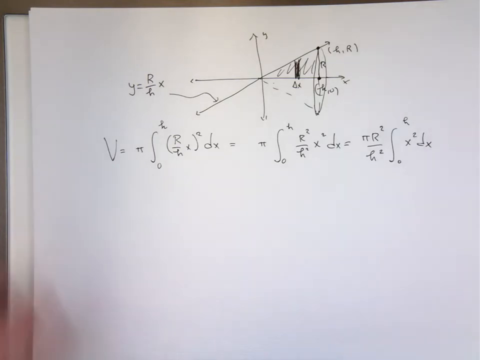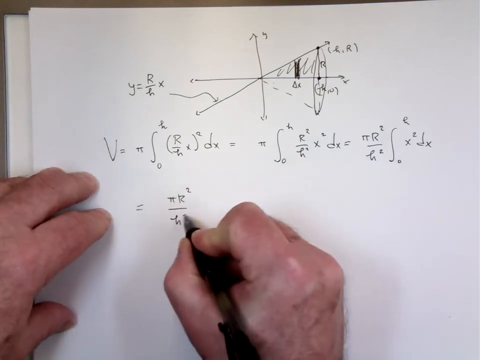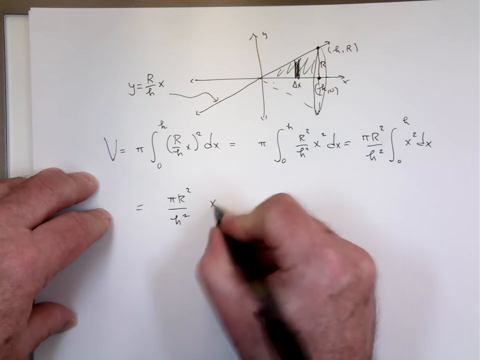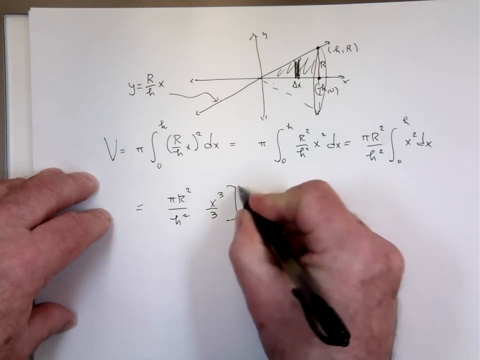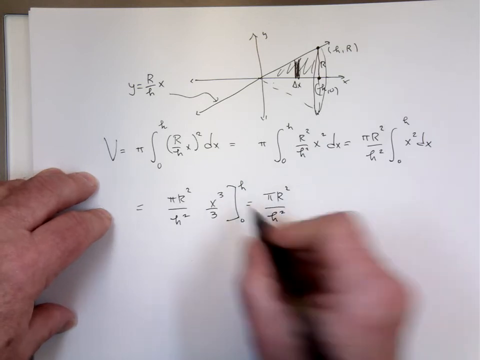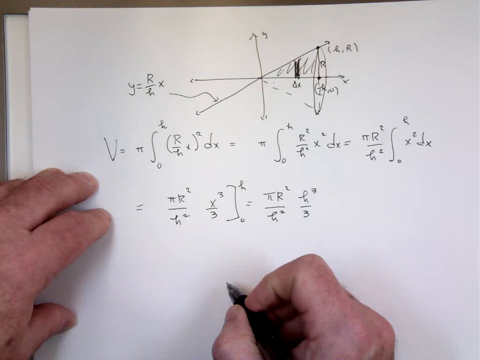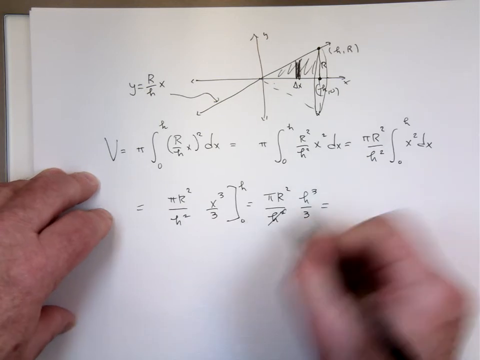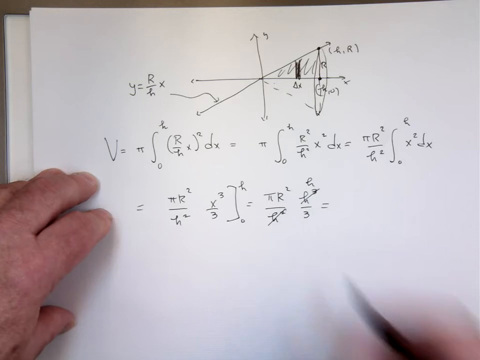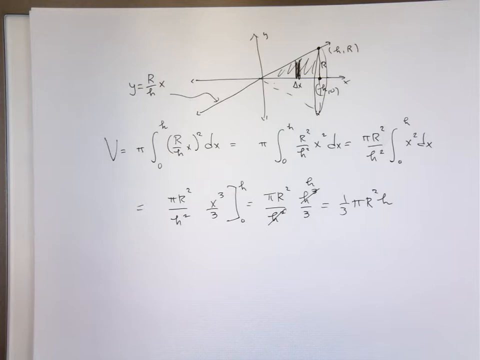Let's do it. So I have pi r squared over h squared. The integral of x squared is x cubed over 3. We're going from 0 to h. We have pi r squared over h squared. Substitute in h, we get h cubed over 3. Substitute in 0 to get 0. Well, h squared, h cubed. What do we end up with? 1/3 pi r squared h. That is the volume of a right circular cone. We have just derived that formula.